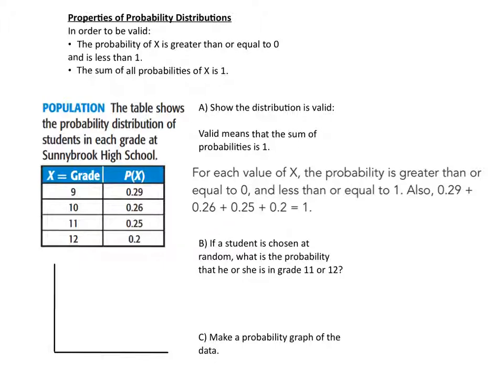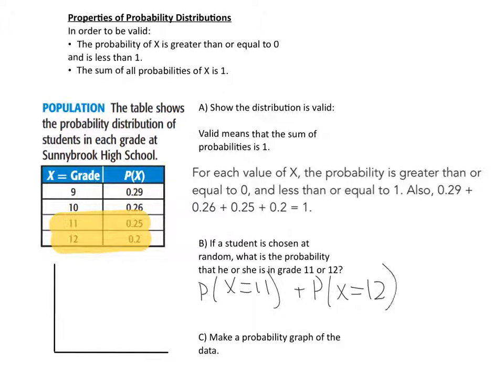Question B, if a student is chosen at random, what is the probability that he or she is in grade 11 or 12? So I'm adding up those two probabilities. So here I would say that the probability that x equals 11 plus the probability that x equals 12 is 0.25 plus 0.2, which equals 0.45, which is 45% here.